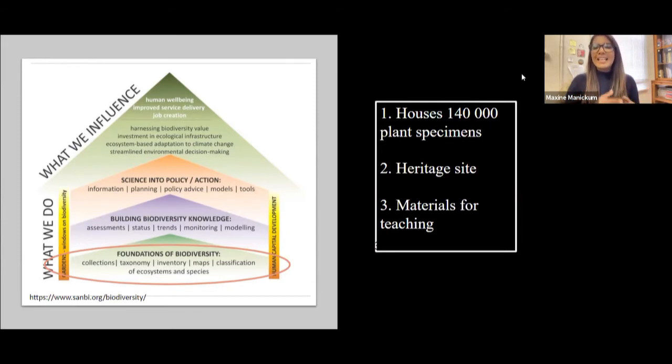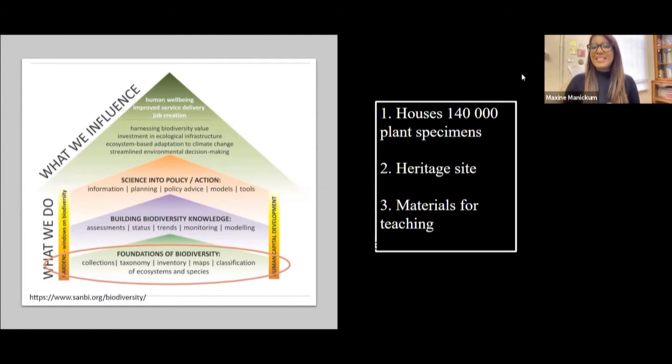So let's take a look now at SANBI KZN Herbarium. The herbarium houses approximately 140,000 plant specimens, and they have a separate wet collection. Now, this collection is a source of valuable information and serves as baseline data for taxonomy, DNA analysis, locality data for field trips, GIS mapping and locality, as well as priority plant revisions.